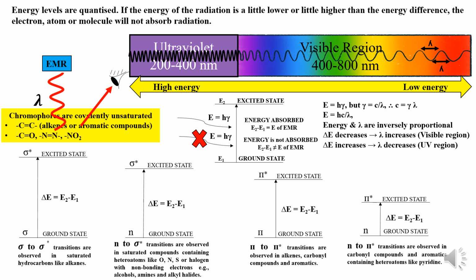And the last type of electronic transition is n to pi star transitions, which are encountered in carbonyl compounds and aromatics containing heteroatoms, like in case of pyridine. So n to pi star transitions are observed not only in unsaturated compounds, but also in compounds containing heteroatoms, like in case of pyridine, which is both aromatic and also contains the heteroatom nitrogen.